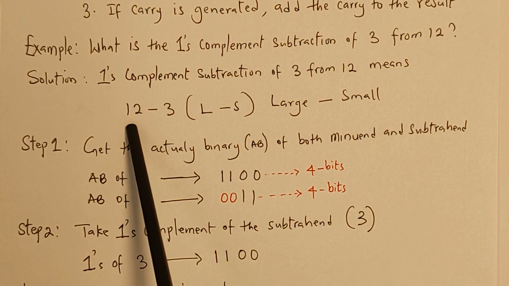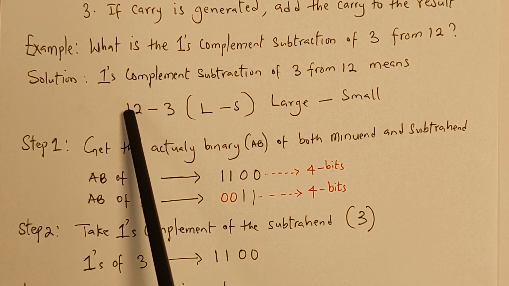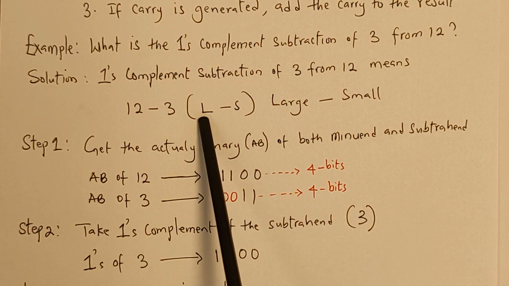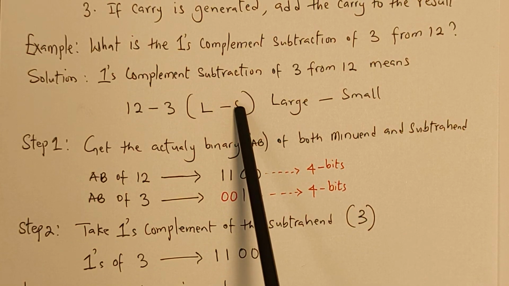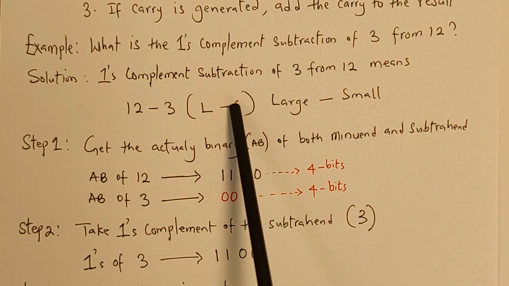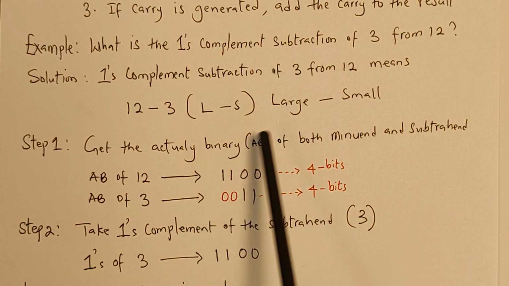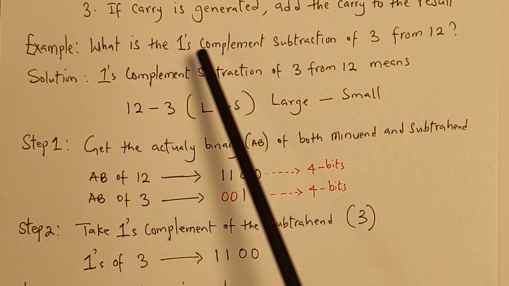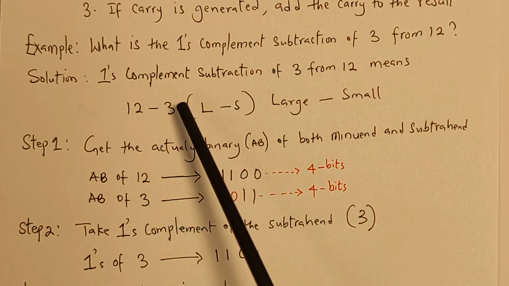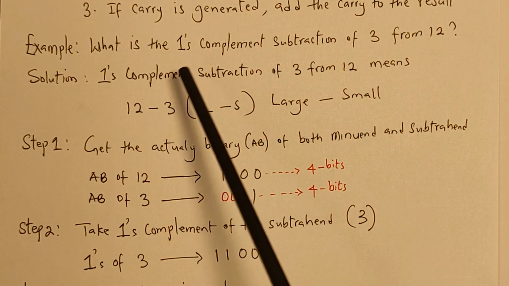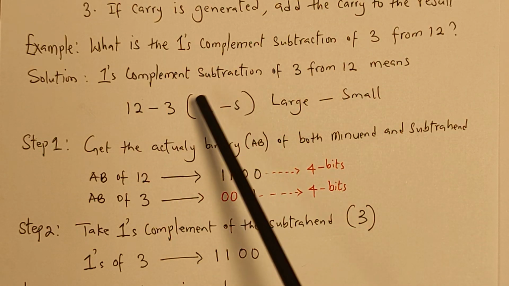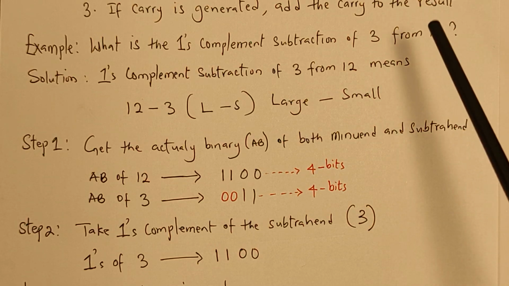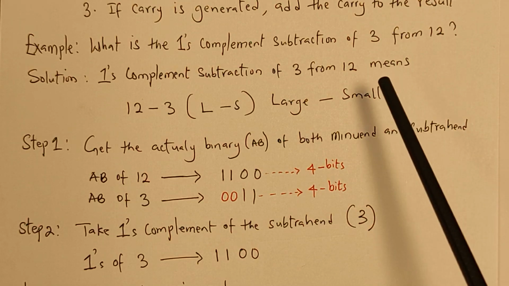So take note. In this case, what do we have? We have the large number and we have the small number. So we have large minus small. It means that we are subtracting a small number from a large number. If you carry out the direct subtraction of this decimal value, 12 minus 3 is simply 9. So whatever we're going to get in binary should be equivalent to 9.